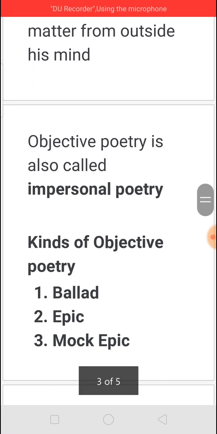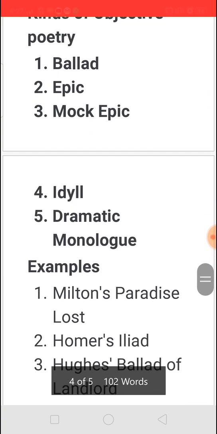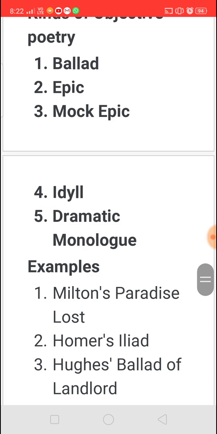And oral literature was mainly based on objective poetry. And objective poetry, since it is not a personal experience, is also called impersonal poetry. Now, what are the different kinds of objective poetry? Ballad comes under objective poetry, because we know a ballad is a story which is told in song form. Epic, mock epic, idylls and dramatic monologue, all of these come under objective poetry.